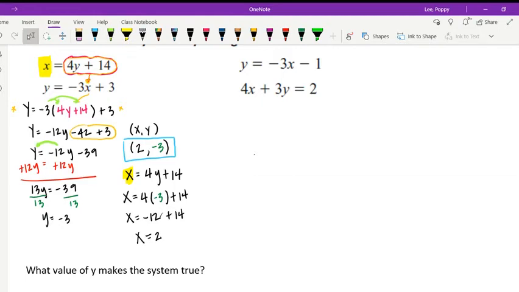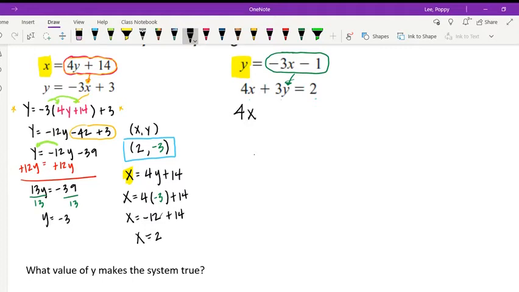y equals -3x minus 1, and we've got 4x plus 3y equals 2. Remember I mentioned that in substitution, you want to have a letter all by itself. This time it's the first equation, and y is already by itself. So what we're going to do is take whatever y is equal to, that -3x minus 1, and plug that -3x minus 1 in for y in the other equation. So the key is to plug it into the other equation.